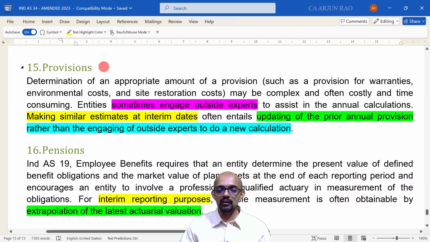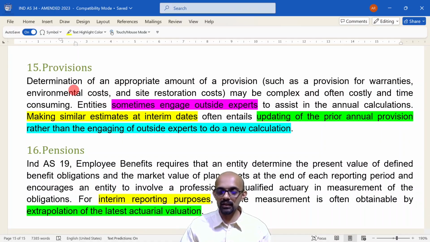Then when you engage experts to calculate provisions, actuarial estimations or other experts, let's say like an environmental expert to assess the environmental impact and what provision you may have to create. In such cases, you don't have to do that for the interim. You can just take the values from the previous annual and then make updates.